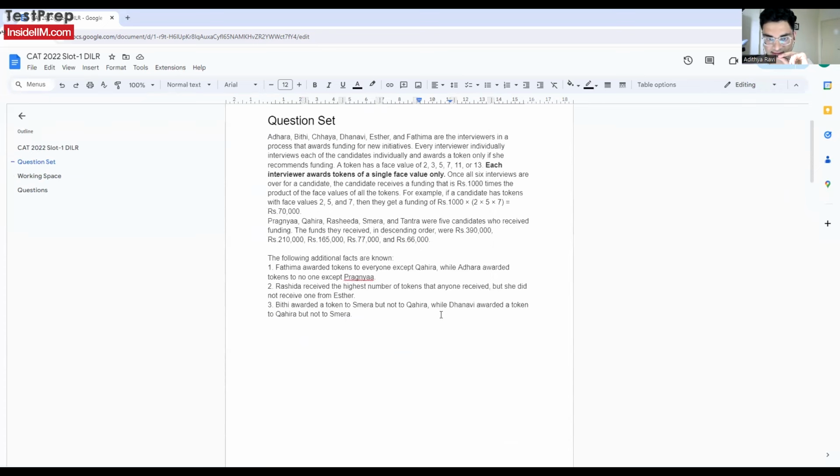We have 6 interviewers, 5 candidates, but we also have 2 sets of numbers. The first one is the face value of the tokens, 2, 3, 5, 7, 11, or 13. And the second one is the total value that the candidates have received. So a combination of these numbers and 1,000 rupees. So essentially what I try to do over here, I try to find some sort of a relationship between our token values and our sum of the total product over here.